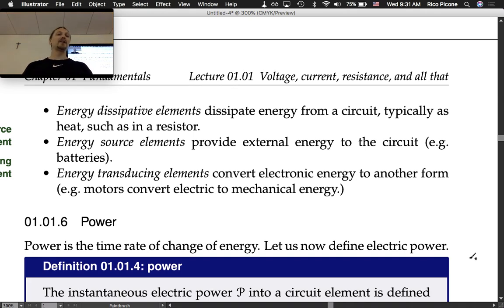All right, energy source elements provide external energy to the circuit. For example, batteries. So the first circuits you probably built, you took 9-volt batteries and a light bulb and you connected them, right? That was probably it, or you put steel wool and burned it. That's fun too. That was what I would do.